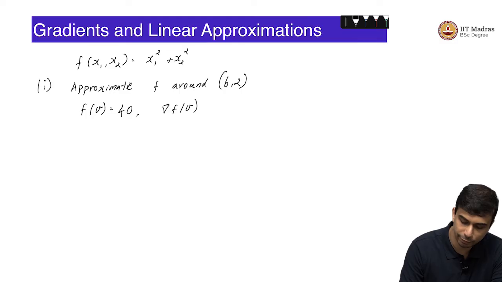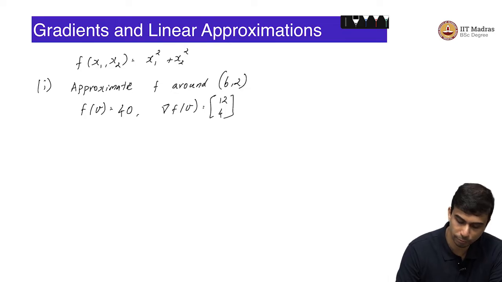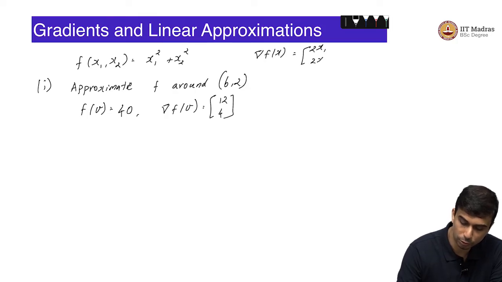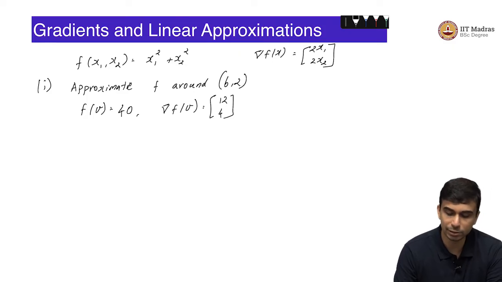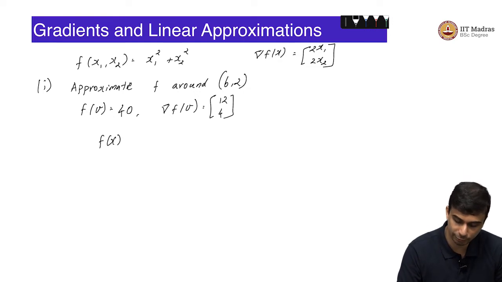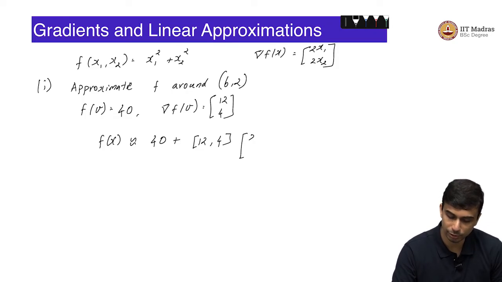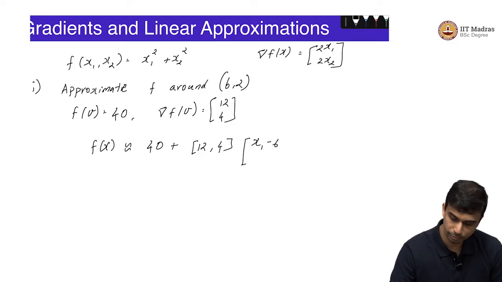Right. What is grad f of v? Grad f of v is 2v1 2v2, which is 12 comma 4. I mean, this is because grad f of x is 2x1 2x2. So, grad f evaluated at v in this case will be 2v1 2v2, which is 12 comma 4. With these we can actually give the answer, which is f of x is approximately equal to 40 plus grad f of v, which is transpose 12 comma 4 times x minus v, which is x1 minus 6, x2 minus 2.